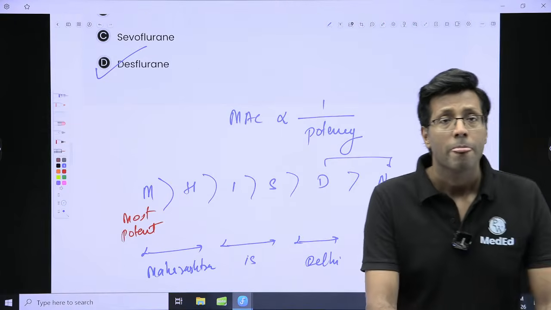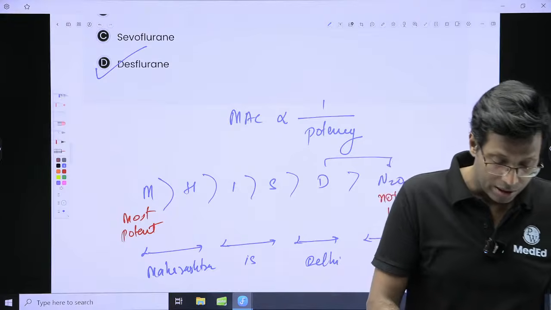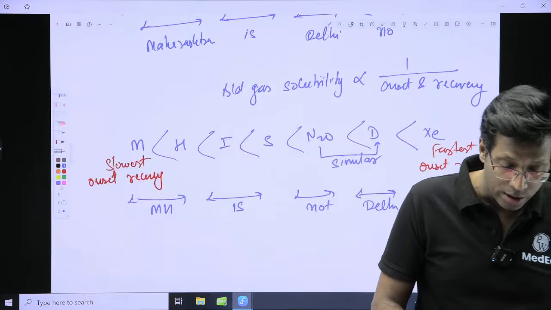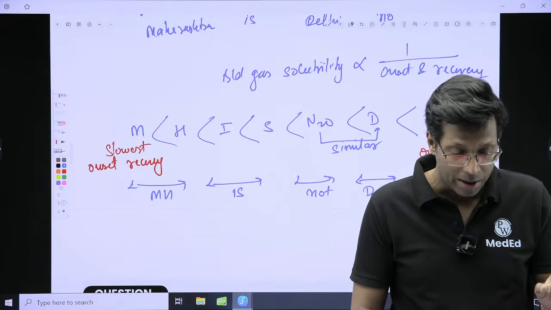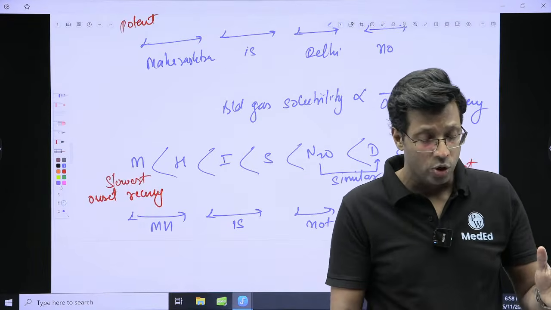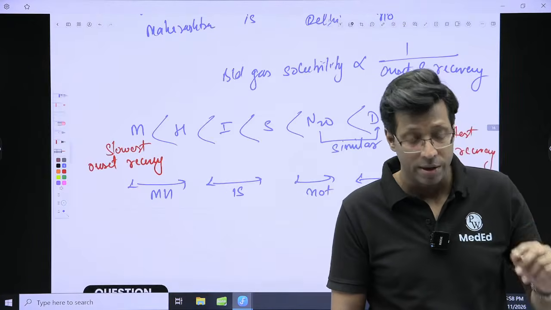Alright. Clear. I think everyone has given me a correct answer. ठीक है, तो याद करने का तरीका भी हो गया. You can remember the potency as well as the onset and recovery of the inhalational agents by this mnemonic, which is similar to both.